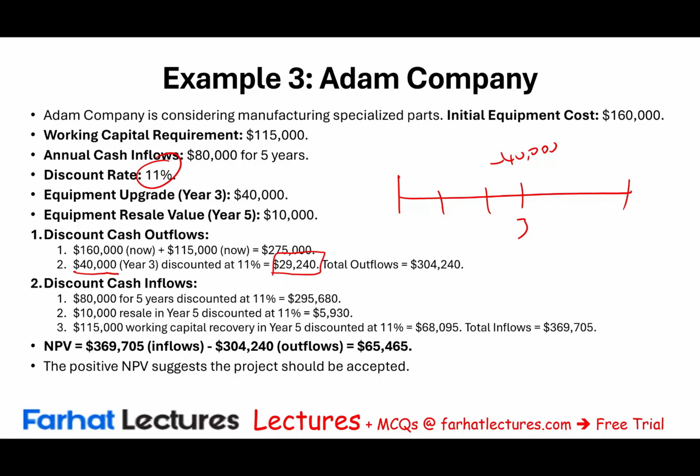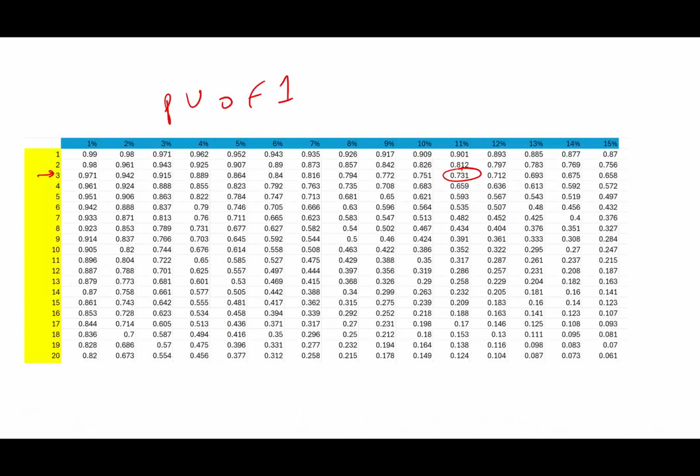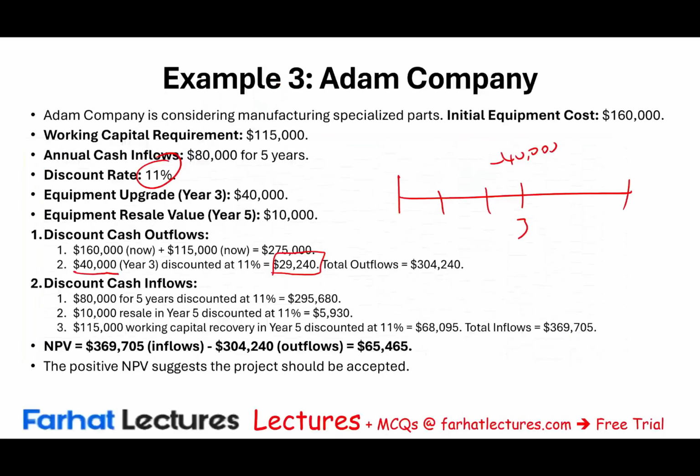Now what we do is we take the amount, 40,000. Let me just double check on my calculator, make sure I computed this right. 40,000 times what did I say? 0.731. And this will give us 29,240. So the 29,240, now we brought it to the present. And in addition to that, we have 275. So those are all the negatives, 304,240.